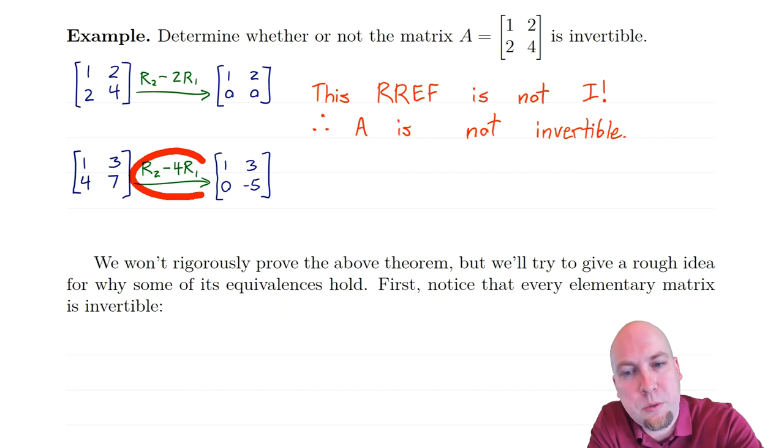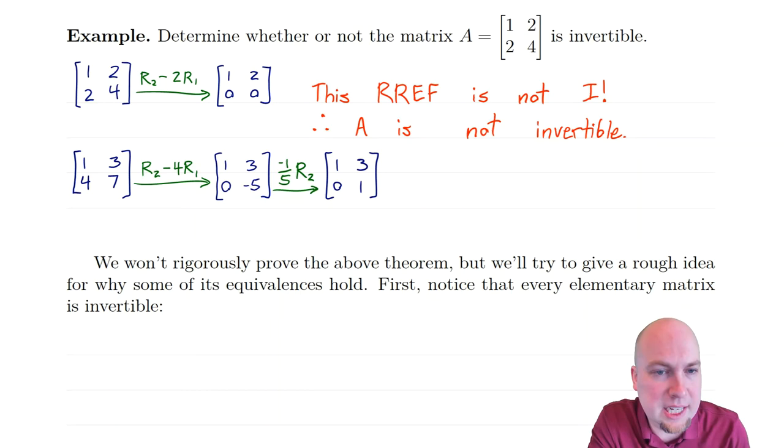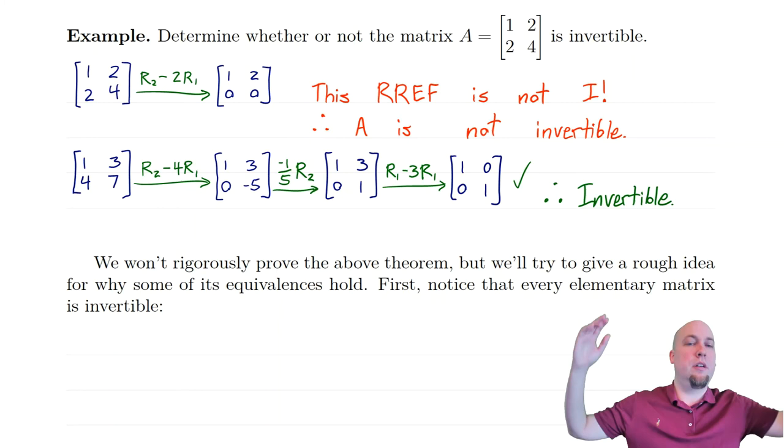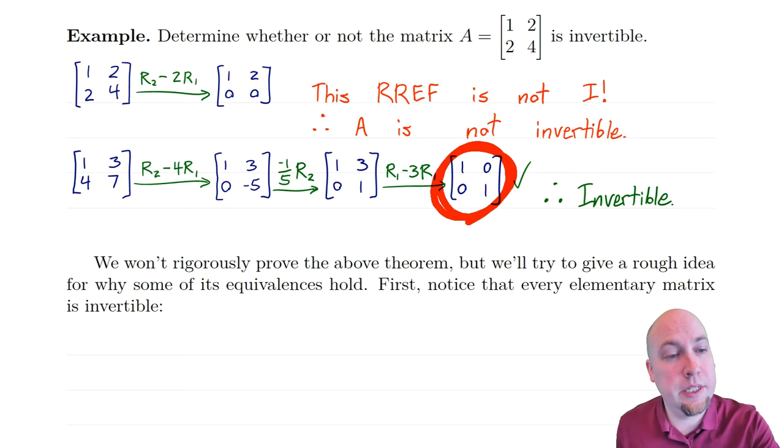So we're going to do this row operation that gets a zero down there. And then turn this minus 5 into a 1, so we do a scalar multiplication row operation. And then get rid of the 3 up there, so do another addition row operation. And hey, we row reduced it all the way to the identity matrix. So great, that matrix is invertible, because this is the reduced row echelon form of the original matrix that we started with.